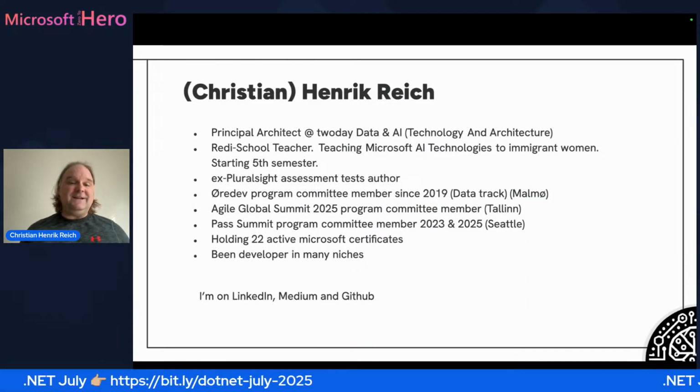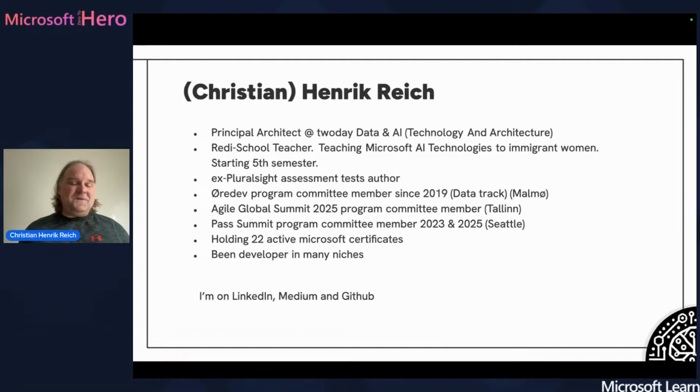So where am I? My name is Christian Henrik Reich, but I actually go by the name Henrik. It's a family tradition where everybody is called Christian as the first name, so we use the middle name to distinguish ourselves. I'm a principal architect at a company called Today, and my role there is in R&D. If it's James Bond, I will be like Q sitting back. It's a consultancy company. So I figure out best practices around data and AI, and I have been working for Today for 2 years, primarily with Fabric of all things.